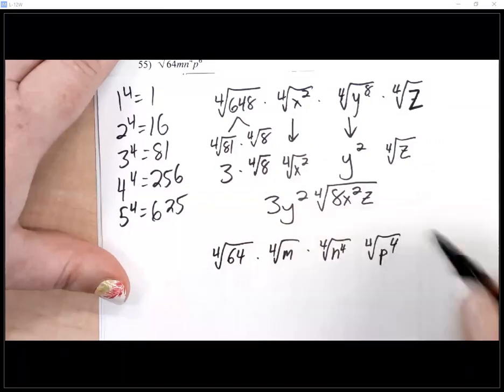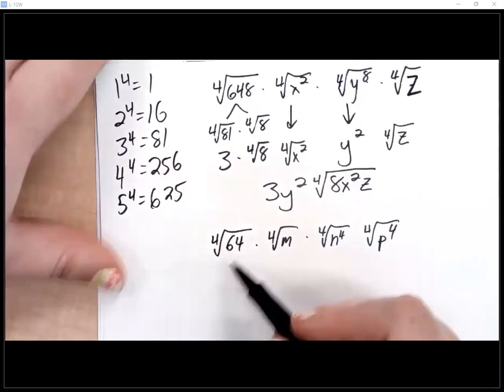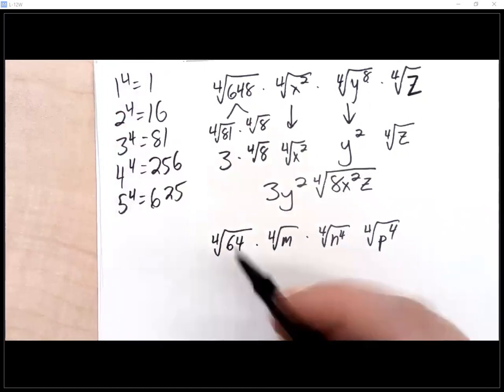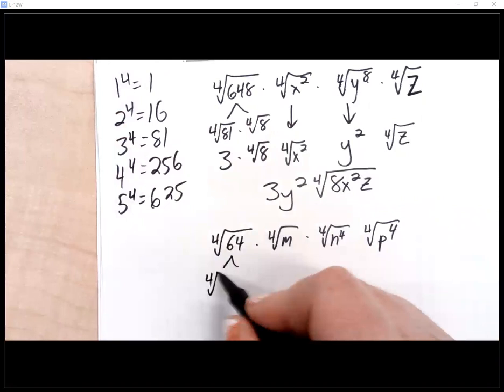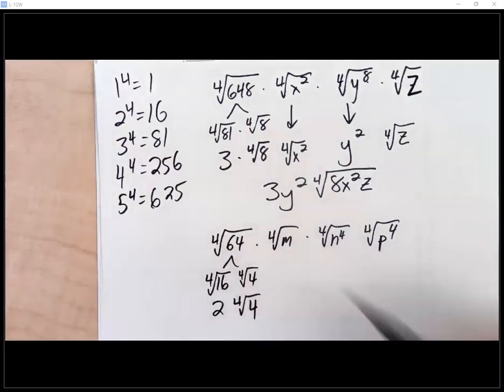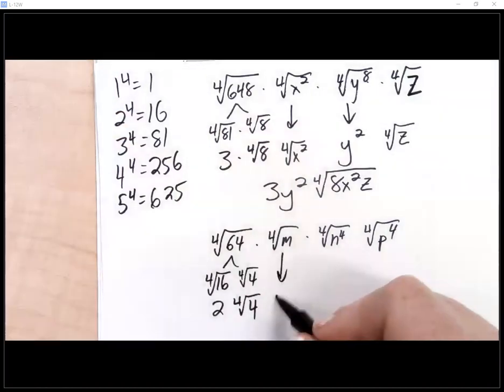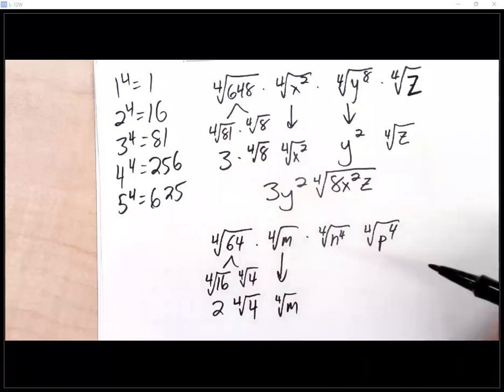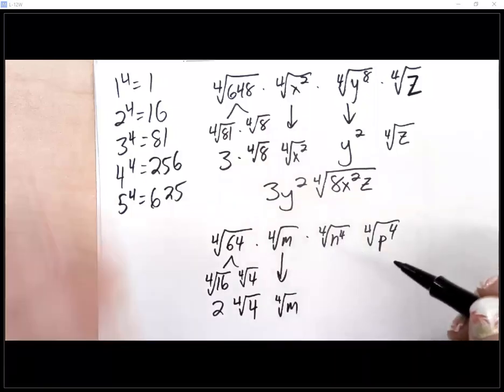All right, so I start with my number, 64. 16 goes into 64, right? 4 times. So I'm going to split that one up. Fourth root of 16, fourth root of 4. Fourth root of 16 is just 2. Okay. Fourth root of m just stays. So that's just going to drop right on down. Fourth root of m. What's the fourth root of n to the fourth? It's just n.